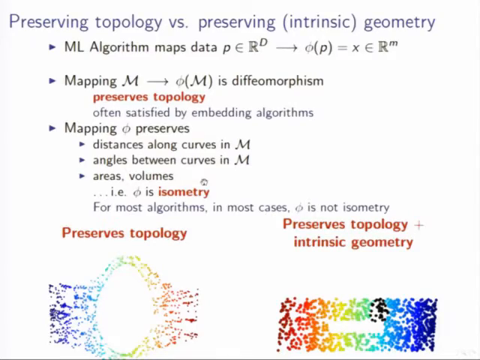So we deal with 2 different problems in manifold learning. One is preserving the topology, and conditional on that is preserving the geometry. And when I say preserving the geometry, I mean distances, but not only distances. The technical word for this is isometry.